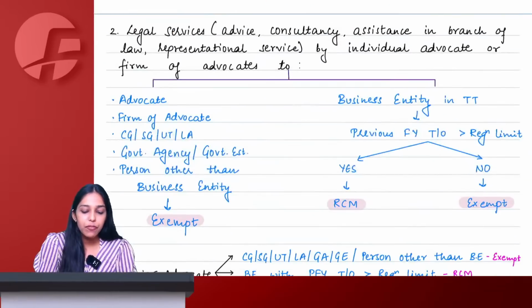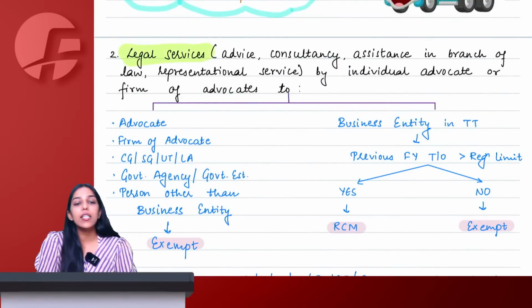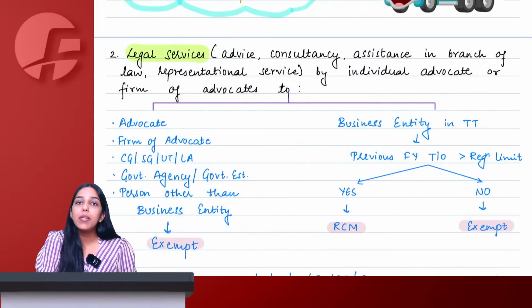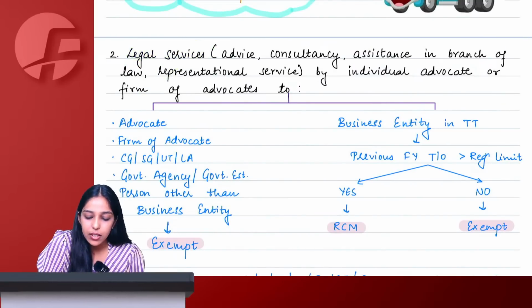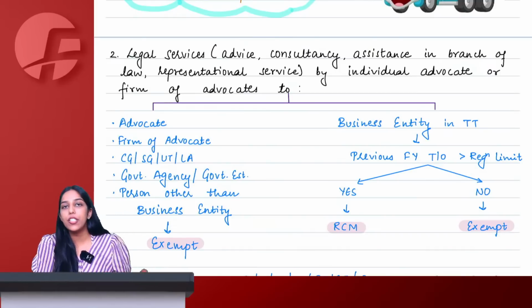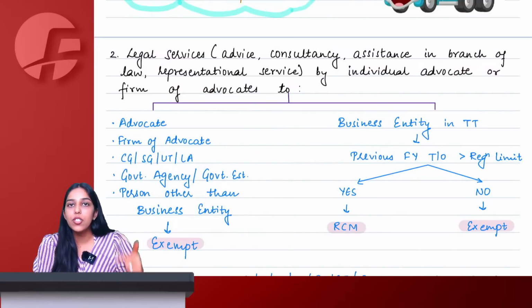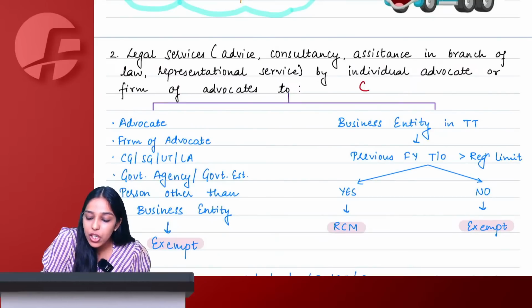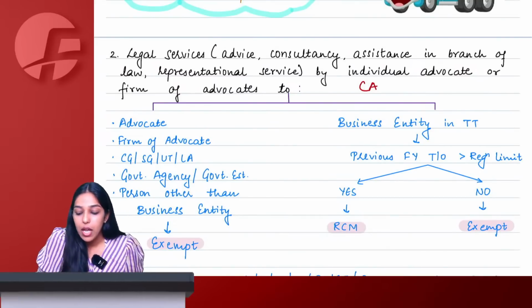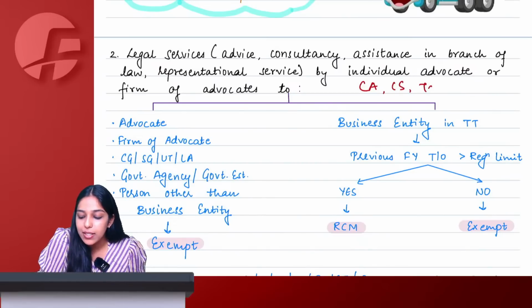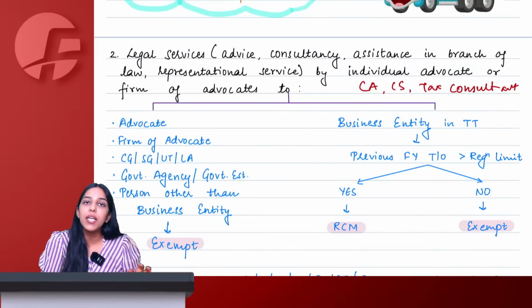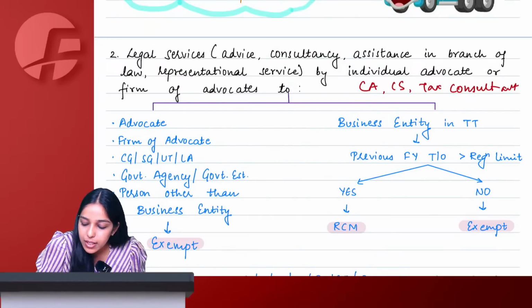Done, ma'am. Then moving further, the next entry is legal services. Now, what do you mean by legal service? Any advice, consultancy, assistance in the branch of law, representational services, it is all legal services. The catch here is these legal services should have been provided by an advocate or a firm of advocates only. Being a chartered accountant, I can also provide legal services. Being a company secretary or a tax consultant, all of us can provide legal services, but in all of these cases, forward charge mechanism only applies. No concept of RCM here.